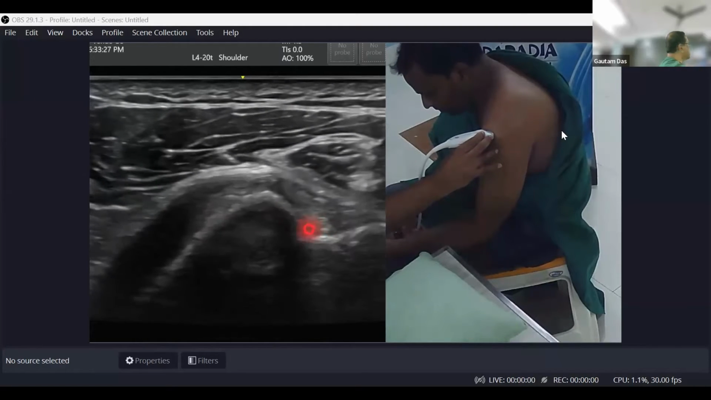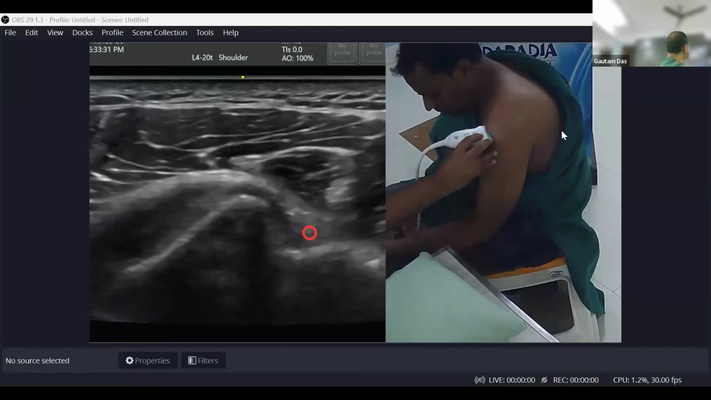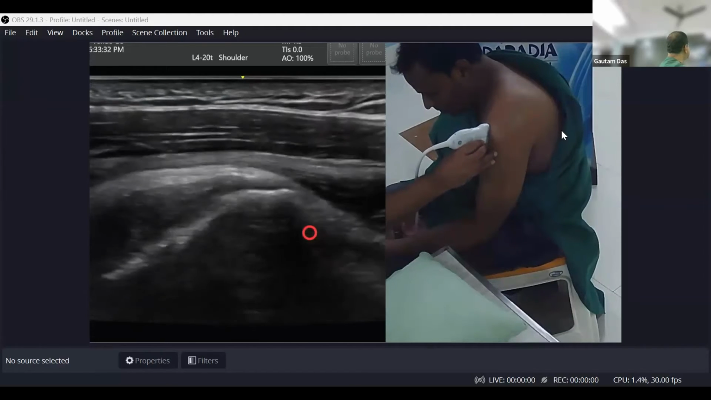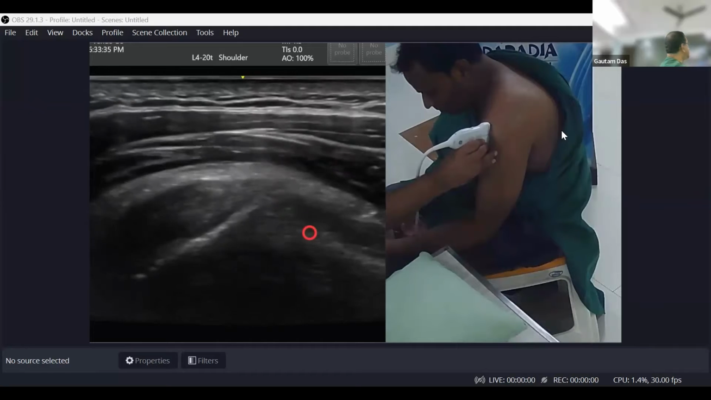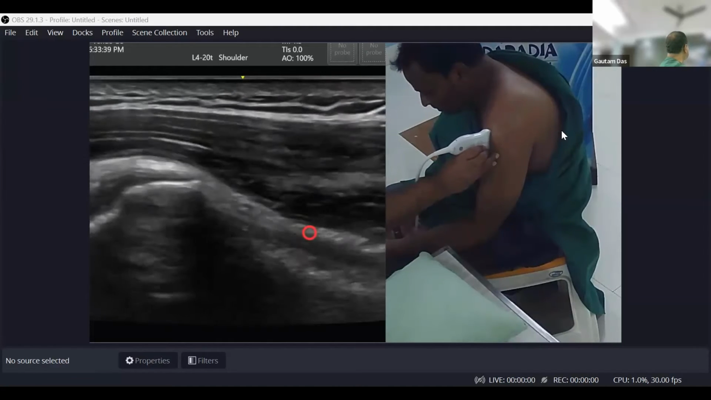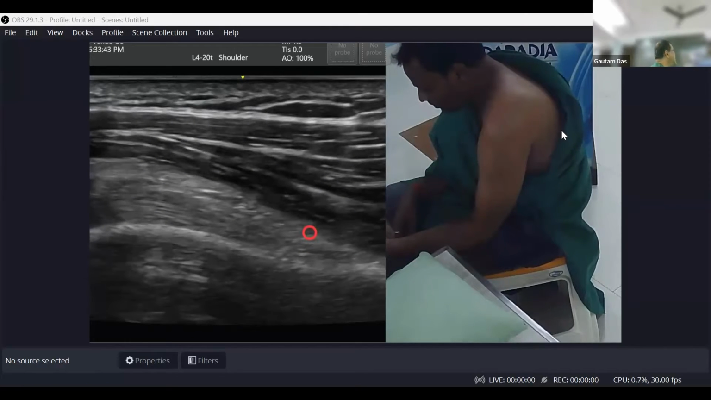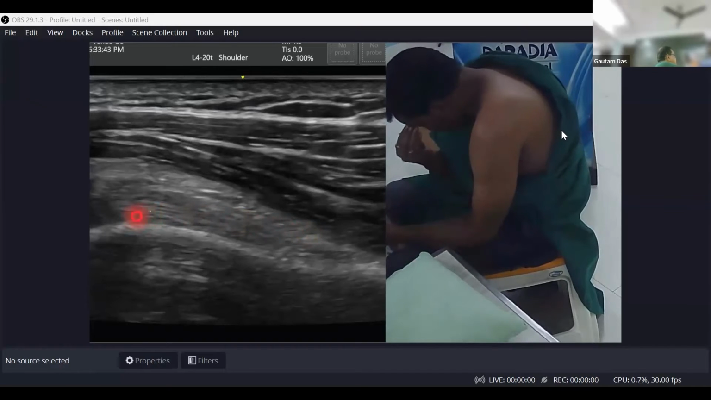Now it is looking hyperechoic. At this position, I'll be making it long axis. So this is the long axis view. So a tendon, how will it look? Tendon will look hyperechoic, fibrillar. So this is the tendon in the long axis.